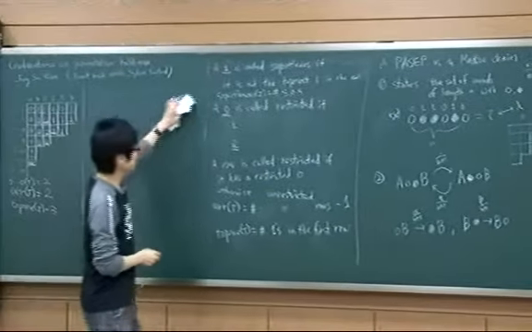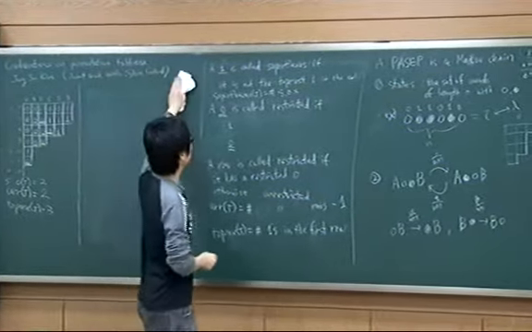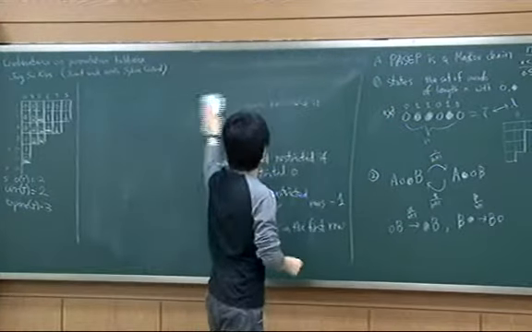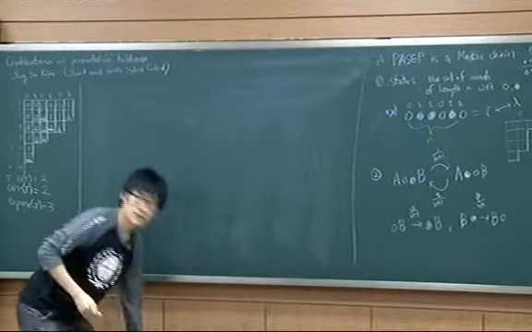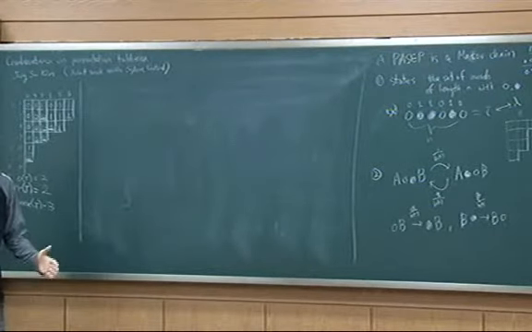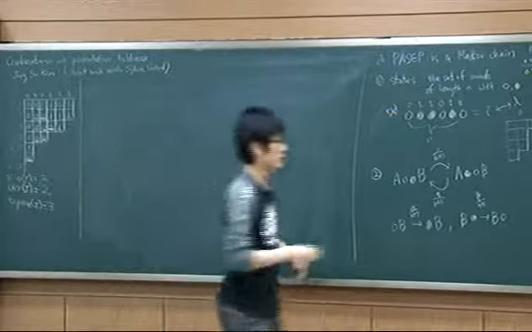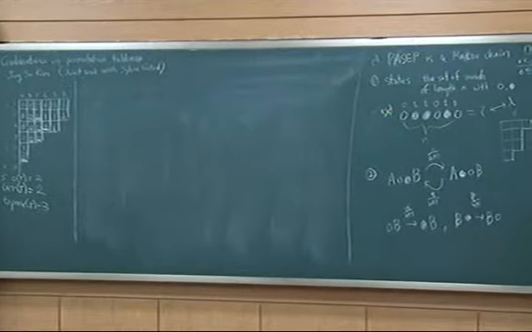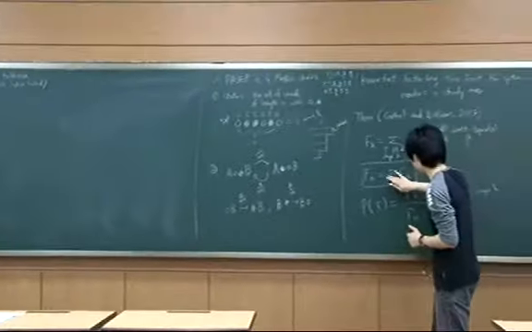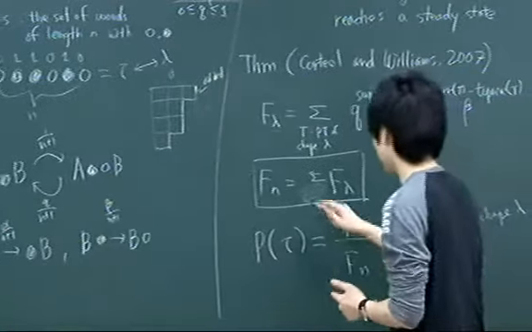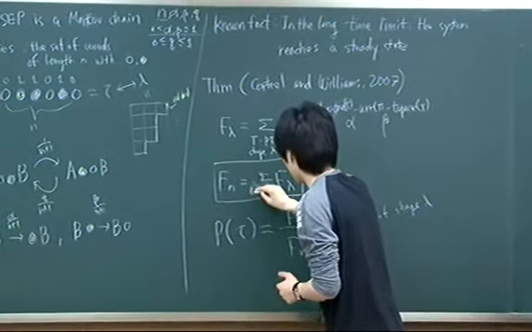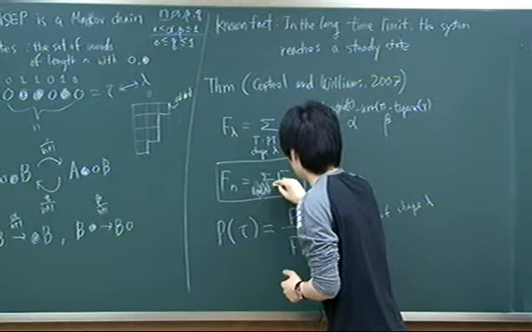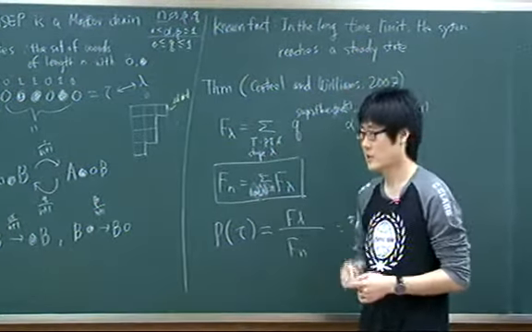There is a theorem. Is it length n or is it partition of n? Length n. Oh, sorry, you're right. The length of lambda is n. Thank you.